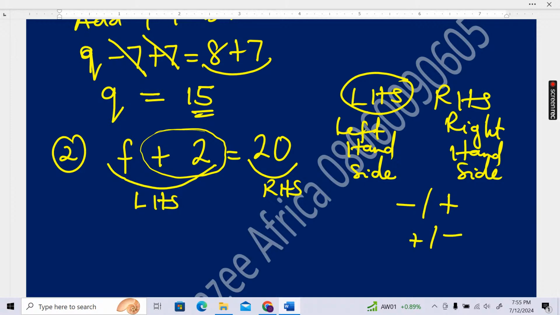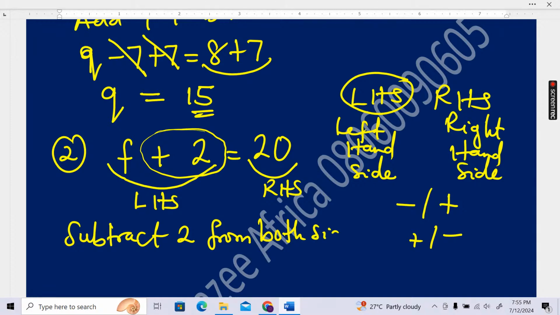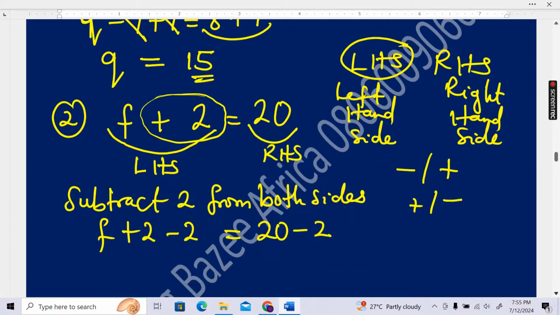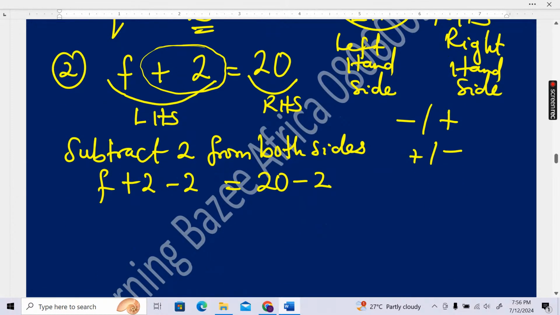Now, since the opposite of plus 2 is minus 2, we are going to subtract 2 from both sides, from the left hand side and from the right hand side. So that will be F plus 2 minus 2 equals 20 minus 2. You can see that I am doing to the left side what I did to the right side.